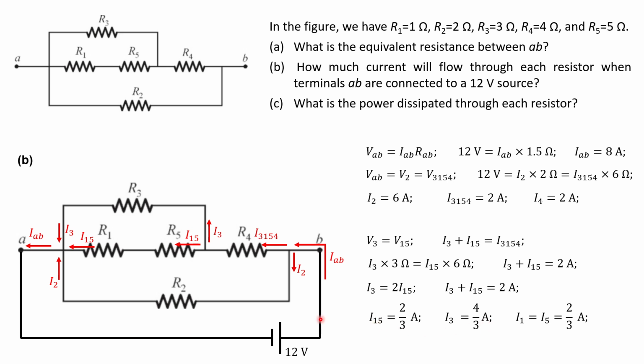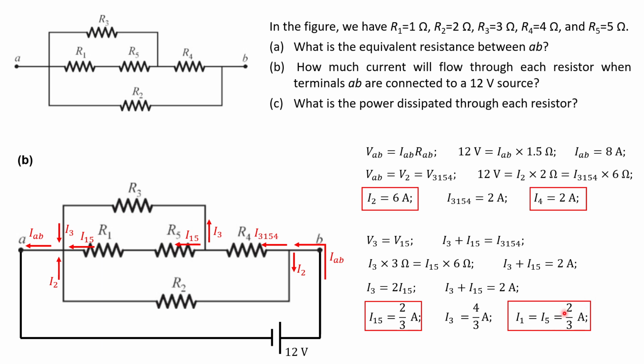Note that I sub 15, the current that goes through this part of the circuit, is the same as the current that goes through resistor 1, which is I1, and it's the same as the current that goes through resistor 5. So I sub 1 and I sub 5 have to be equal to 2 over 3 amps each. So we found all the currents that go through each of the resistors.